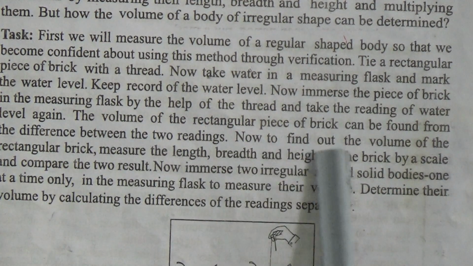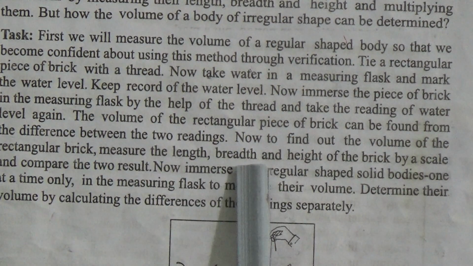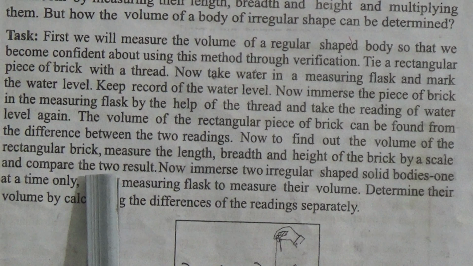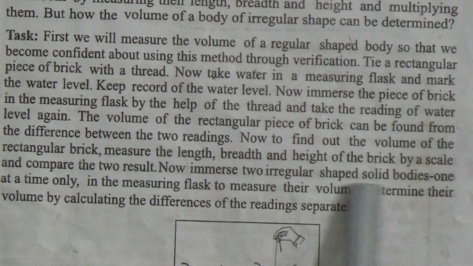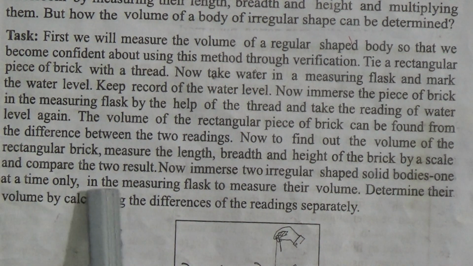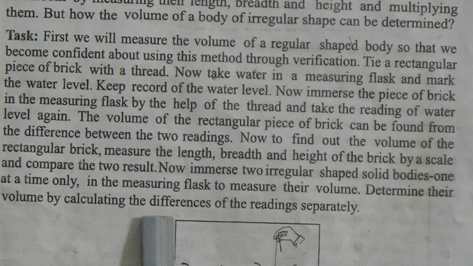Now, to find out the volume of the rectangular brick, measure the length, breadth and height of the brick with a scale and compare the two results. Now, immerse two irregular shaped solid bodies, one at a time, in measuring flasks to measure their volume. Determine their volume by calculating the difference of the readings separately.